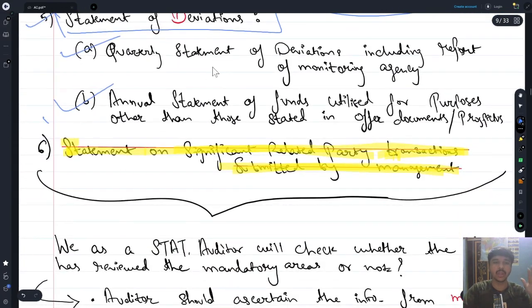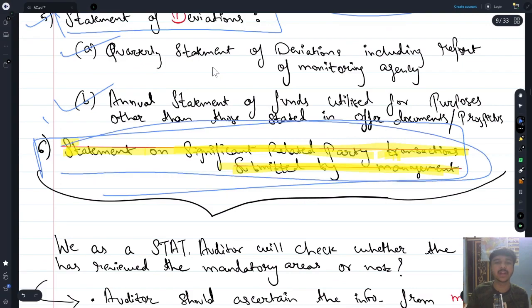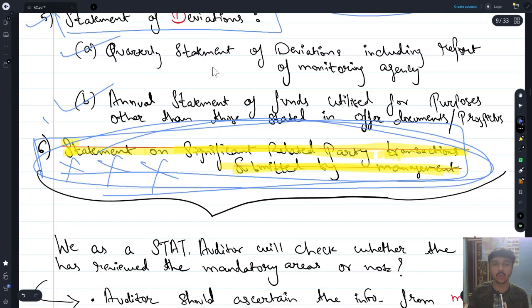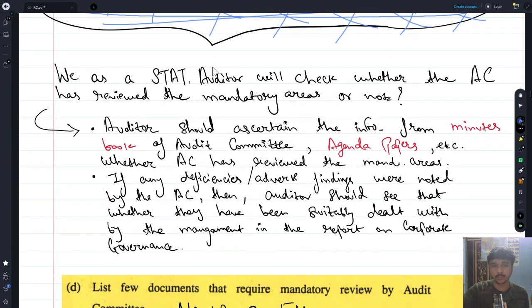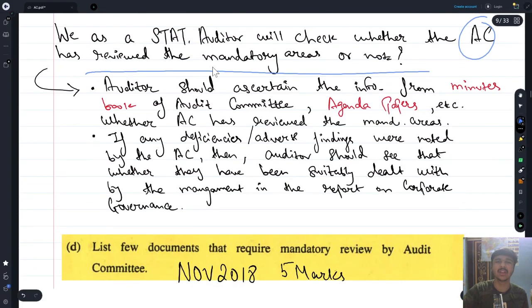Okay, all guys, cool. And this is the May 2023 amendment: statement of significant related party transactions submitted by the management. Now the audit committee has no role; the audit committee does not have to mandatorily review this. Now we as statutory auditors are going to check whether the audit committee has reviewed the mandatory areas or not. And from where are you going to verify this? Obviously from the minutes, the agenda papers and all those things.